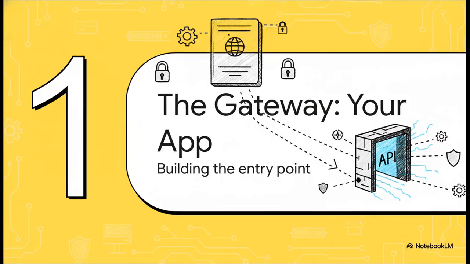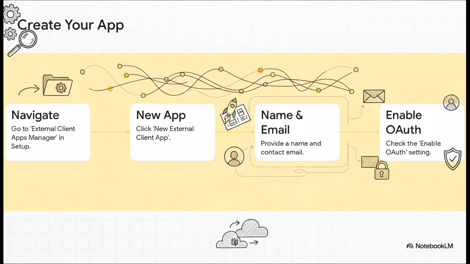Okay, first things first. Any application that wants to talk to the Agent API needs what you can think of as a digital passport. In Agentforce, we call this an external client app. This is the secure, registered entry point for your entire integration. Now, creating this is actually surprisingly easy. You just head over to the External Client Apps Manager, right in Setup, click New, give your app a name and a contact email, and, this is the most important part, make sure you check that box to enable OAuth. And that's it for the initial creation.